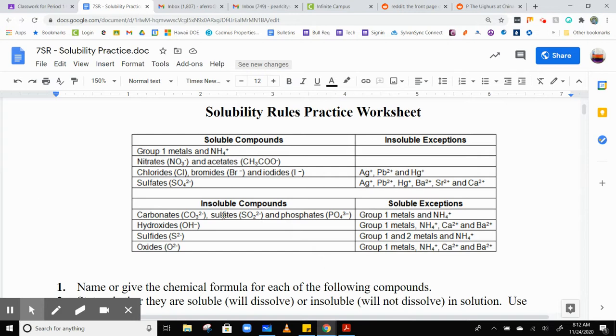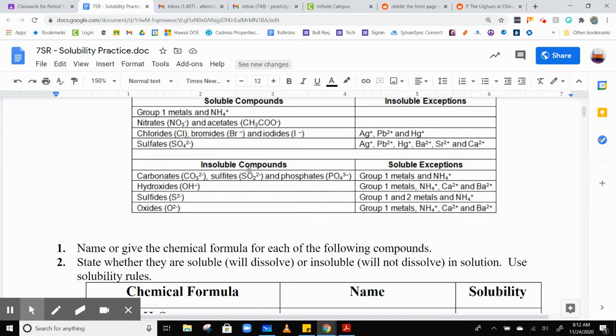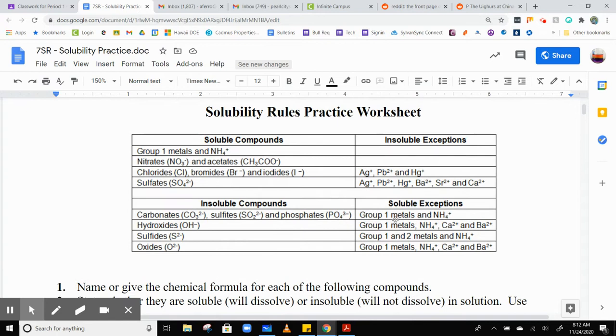Now we move down to the insoluble compounds. Carbonates, sulfites, SO3 2 minus, and phosphates, PO4 3 minus, are generally insoluble. The exceptions, though, are group 1 metals and NH4 plus. So if you have a group 1 metal, so sodium, lithium, potassium, with any of these things, it remains soluble. If you have ammonium with one of these things, it remains soluble. But if you have it with anything else, it's going to be insoluble.